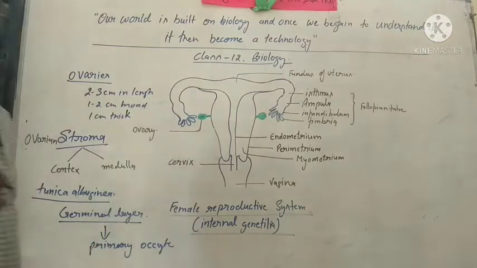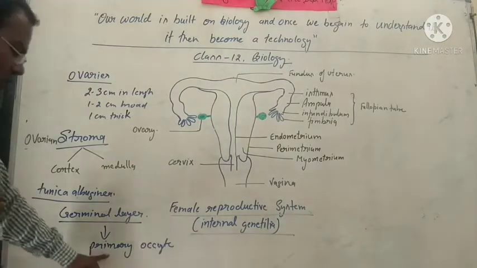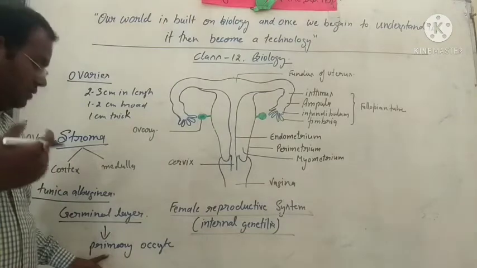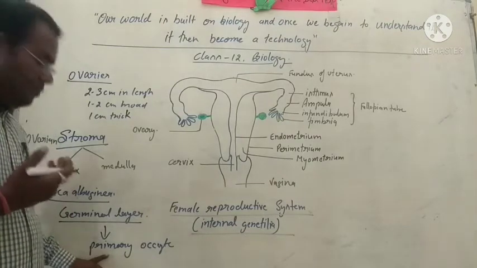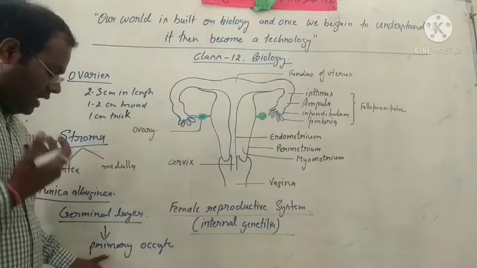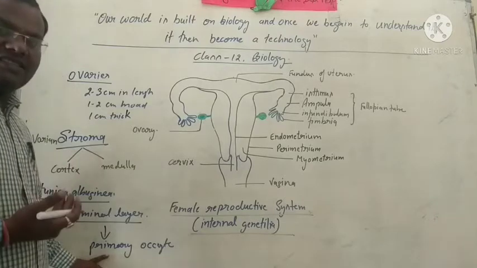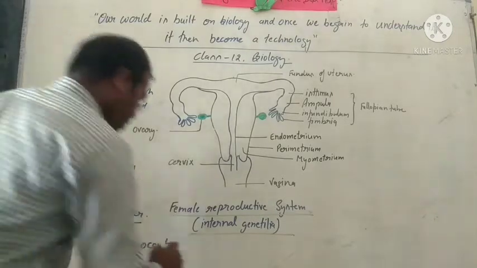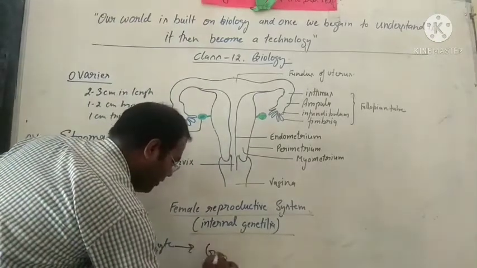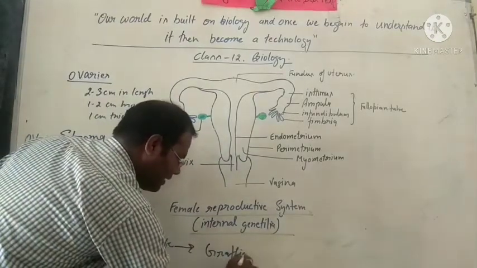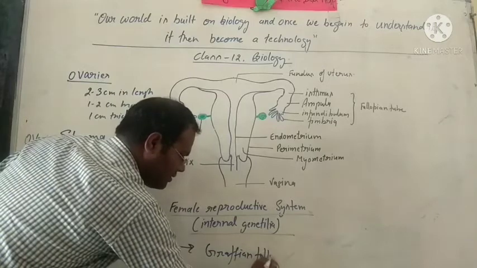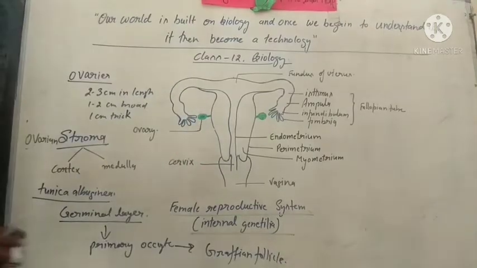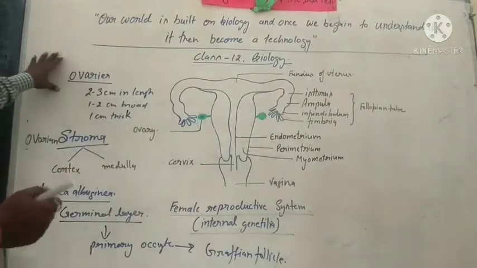These primary oocytes, with the help of hormones, increase in size and convert into a Graafian follicle.